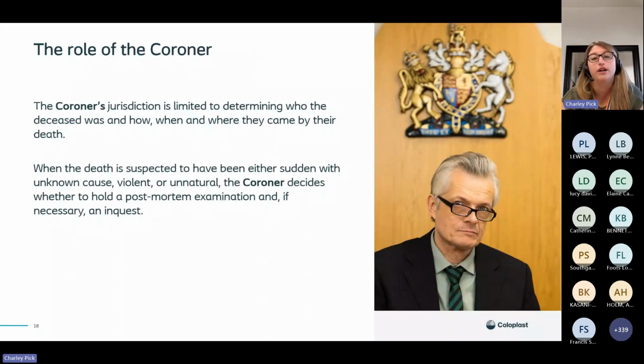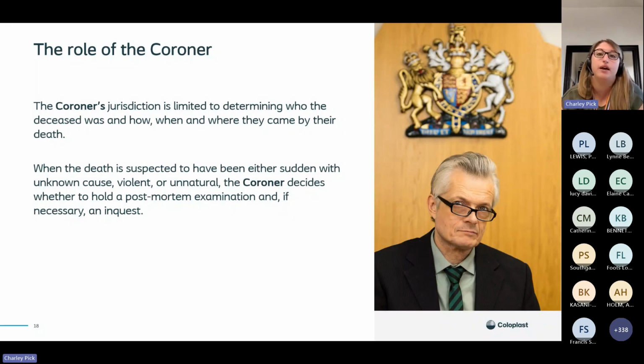Now, the role of the coroner. So it's the coroner's jurisdiction, which is limited to determining who the deceased was, how, why, and when they came by their death. When the death is suspected to have been either sudden, with an unknown cause, violent or unnatural, the coroner decides whether to hold a post-mortem examination and, if necessary, an inquest.